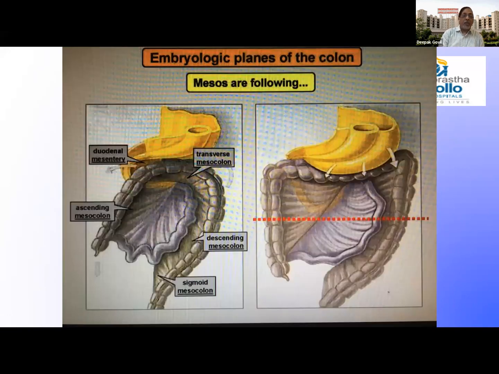The ascending colon on the right side is fixed and the descending colon is fixed, but we have a mobile transverse colon with a long mobile mesentery, and a sigmoid colon which also has a mesentery. Volvulus is common because it has a mesentery, but the other parts are relatively fixed.